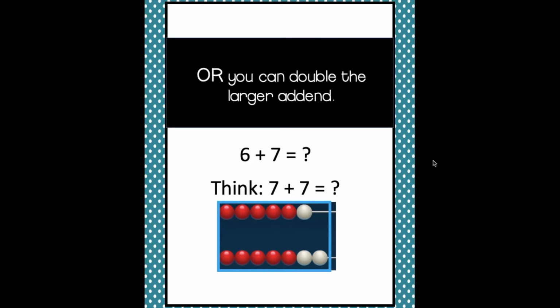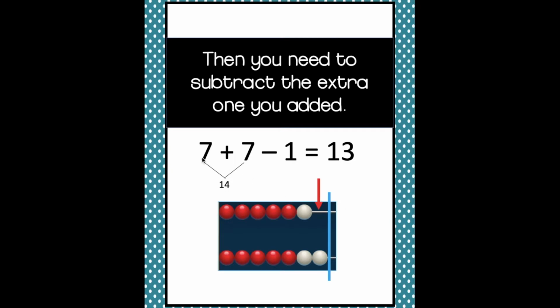The other way that you can do it is you can double the larger addend. So here we've got the larger addend, which is 7. So we could think 7 plus 7. We know that 7 plus 7 is 14, but we had to add one in here that isn't actually there. So now we need to subtract it. So we can do 7 plus 7 minus this one, and 14 minus 1 is 13.